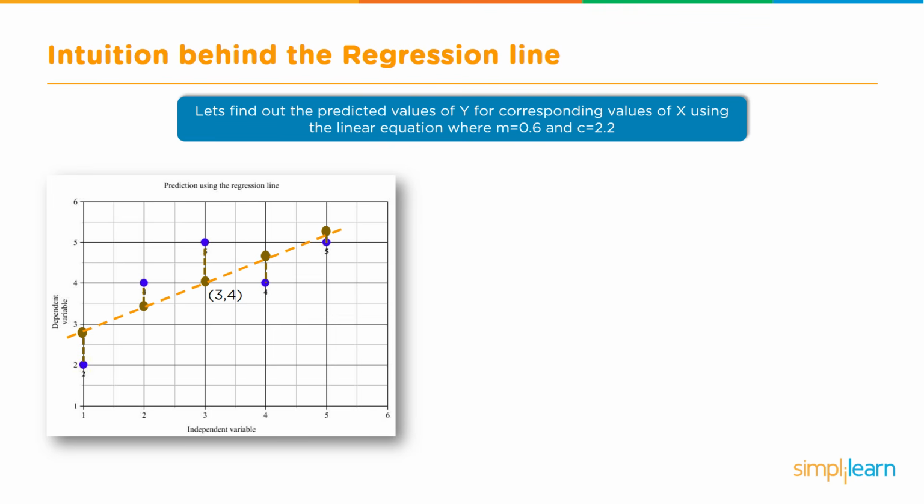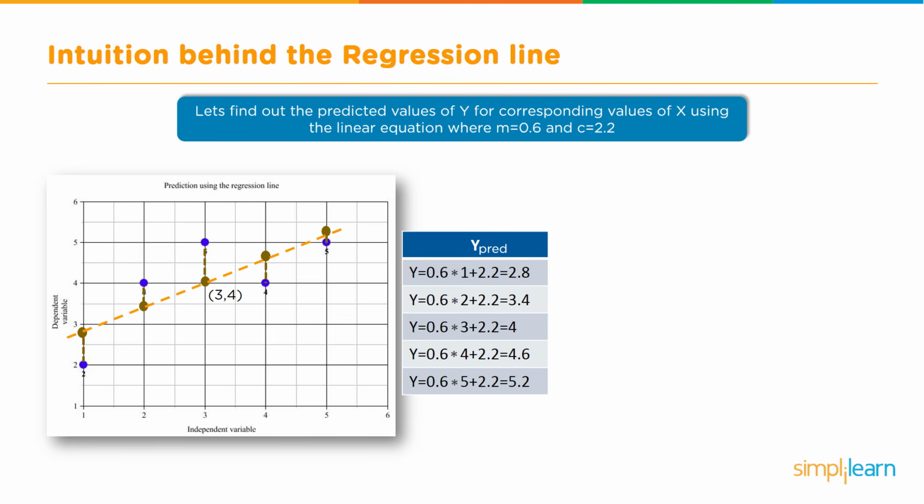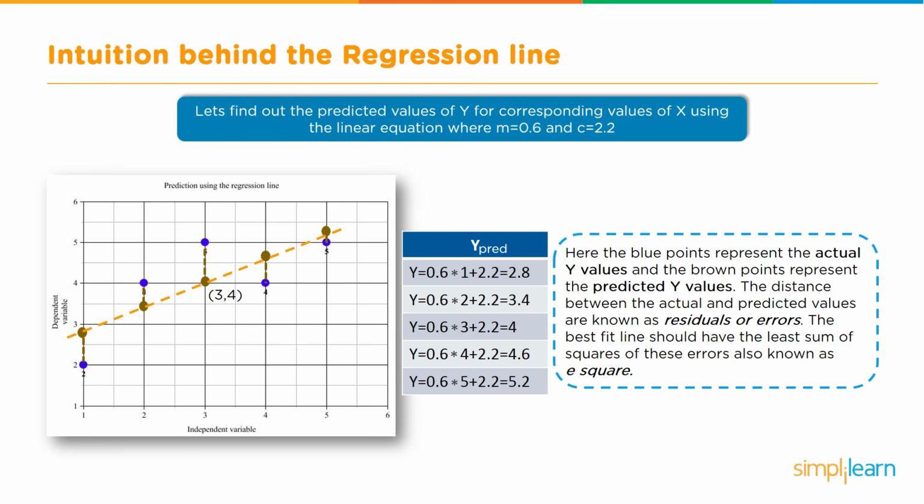We're going to take these values and go ahead and plot them. We're going to predict them, so y equals 0.6 times where x equals 1, plus 2.2 equals 2.8, and so on. And here, the blue points represent the actual y values, and the brown points represent the predicted y values, based on the model we created. The distance between the actual and predicted values is known as residuals or errors. The best fit line should have the least sum of squares of these errors, also known as e square.